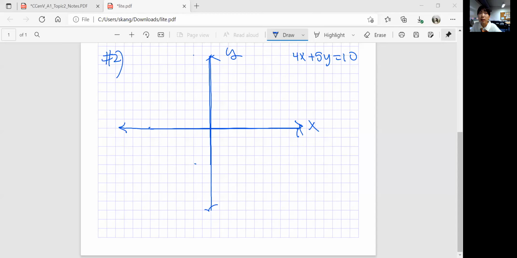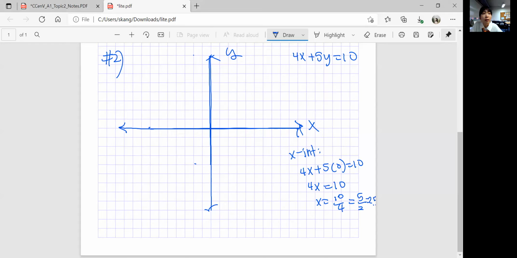So if you have an equation, 4x plus 5y equals 10, figure out your x and y intercepts. X-intercept is when y is equal to 0. So 4x plus 5 times 0 is equal to 10, which will give you the x-intercept. 4x plus 0 is equal to 10. 4x is equal to 10. So x is equal to 10 over 4, which simplifies to 5 over 2, or 2.5.